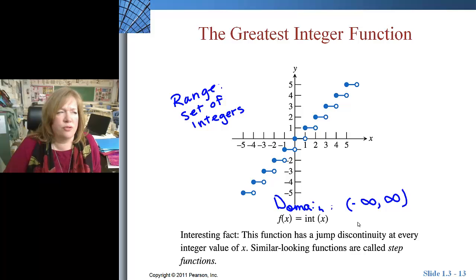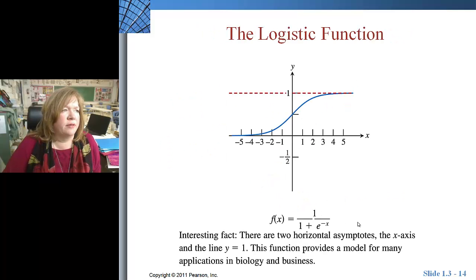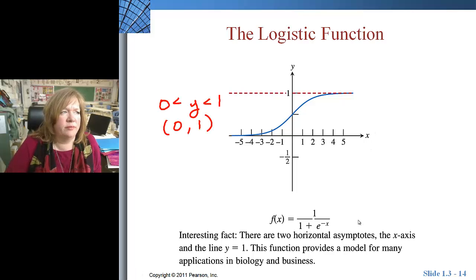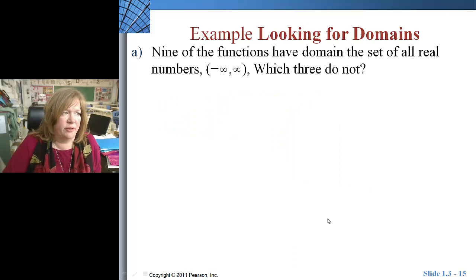Range is a set of integers, which is called Z. This is called the logistic function, and something interesting about this one is it models how a rumor is spread, how quickly it's spread, the growth rate of a gossip. It's 1 divided by 1 plus e to the negative x. There are two horizontal asymptotes, y equals 1 and y equals 0. So y is between 0 and 1, not including 0 and 1.